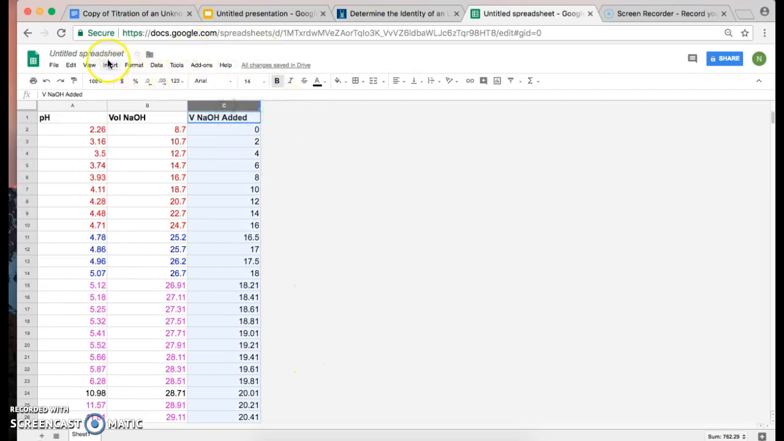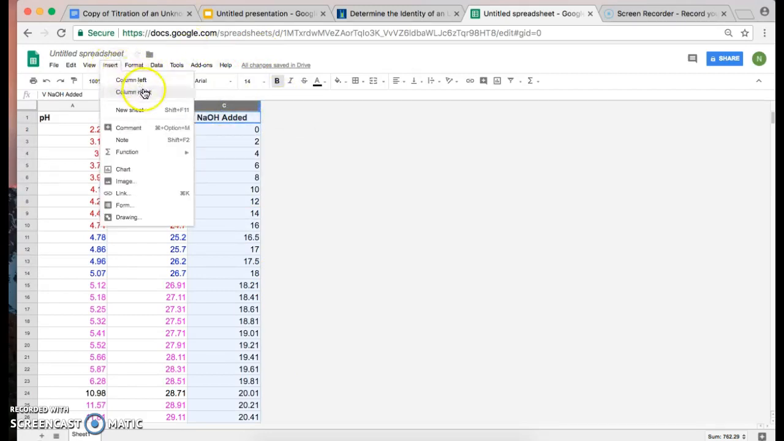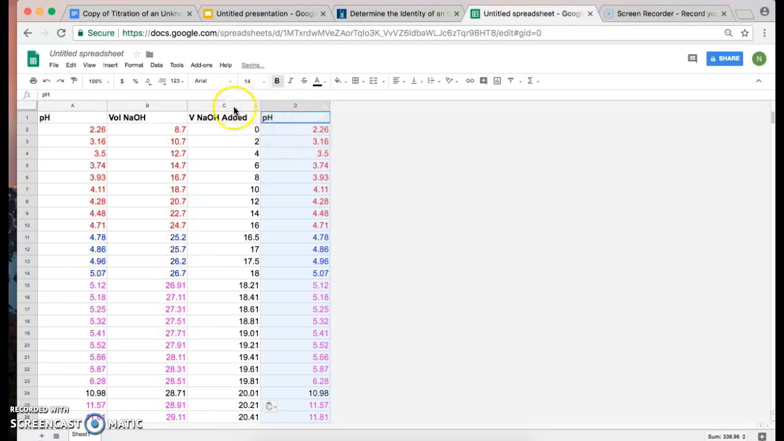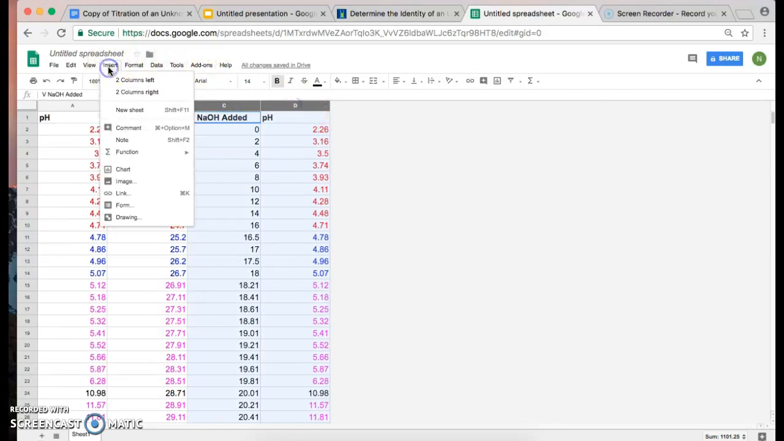All right, I'm going to insert another column here to the right because what I want to plot is this on the x-axis and this value on the y-axis. The way that this program typically reads this sort of thing is that whatever is first is your x and whatever is second is your y. So I'm just going to move this column over so I have my x and my y. Okay, looks great. All right, so I'm going to go ahead and insert, and go to chart.